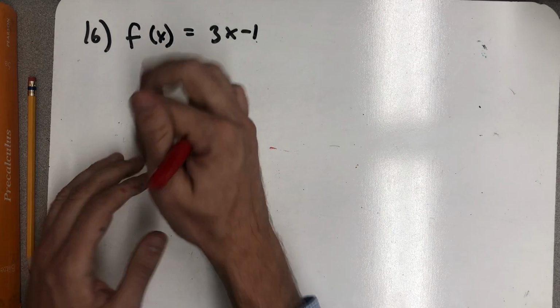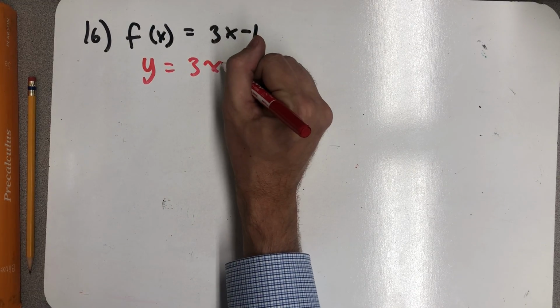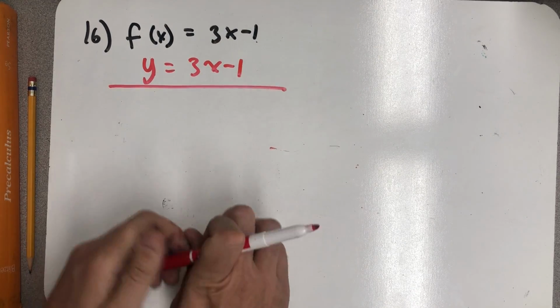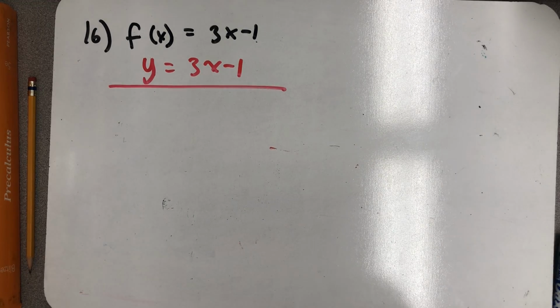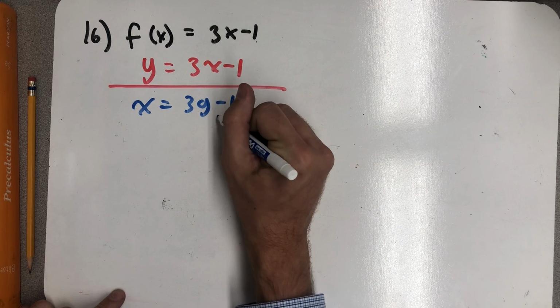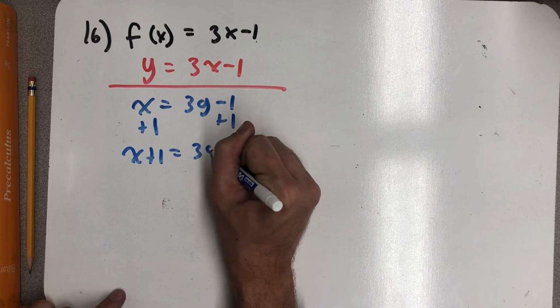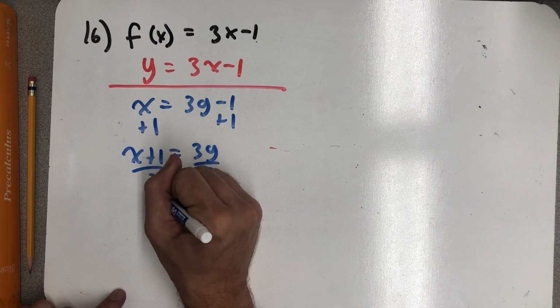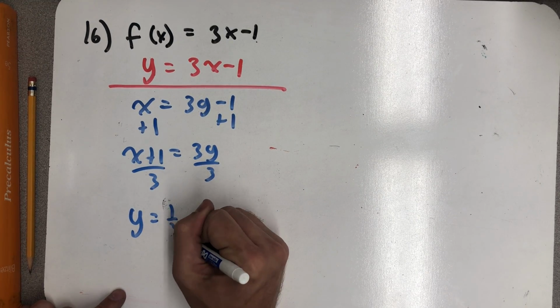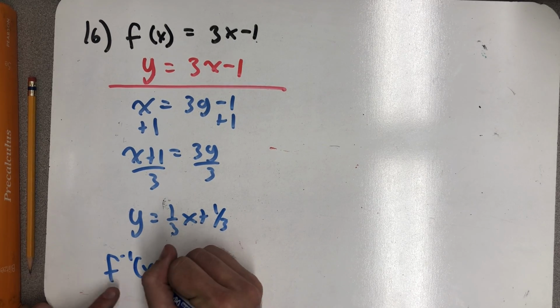to find inverses. We write this down in terms of y, and then we swap x and y. And I like drawing a line there because the moment I swap x and y, I'm now talking about an inverse function. Add 1 to both sides. Divide everything by 3. Finally, I should write that as an inverse function.